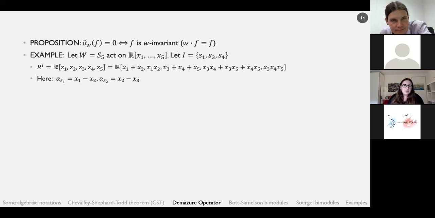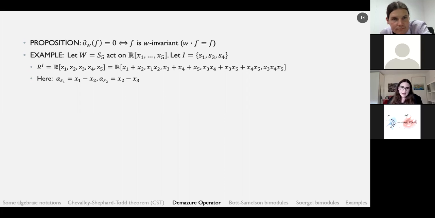Another important property that I want to mention is that delta W of F is equal to 0 if and only if F is W invariant, meaning that W times F is equal to F. An example to demonstrate that is the following example we've already looked at before. So let W be S5 again, R the polynomial ring over the variables x1 to x5, and I the set of the 3 simple reflections.